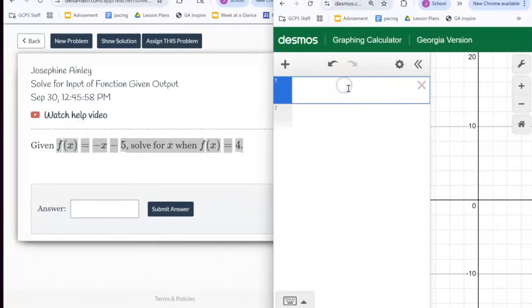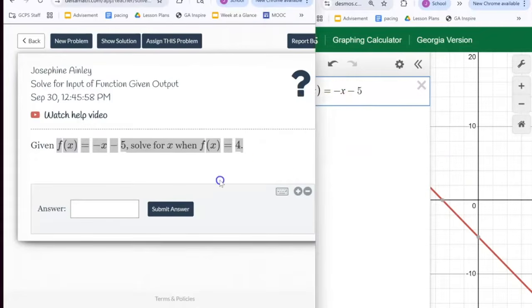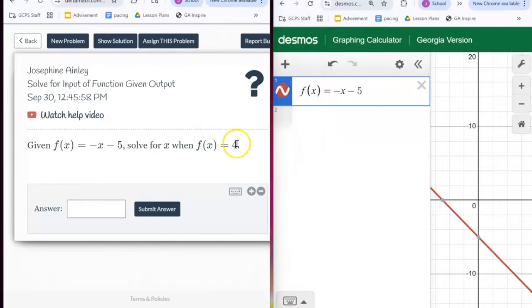Miss Ainley, I don't even know what to do. All right, that's okay. Go ahead and type in the question as you see it. That's what's going to be your first line of defense whenever you don't even know what you're doing. Just type in the question. So I've typed in the question. What am I trying to look for is when f of x is equal to 4.